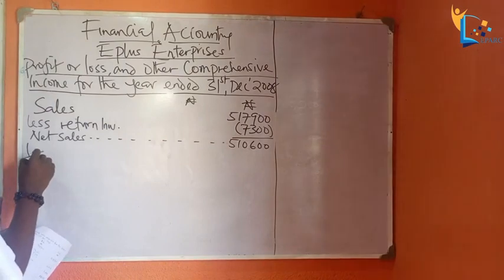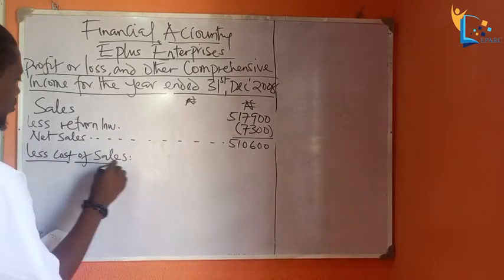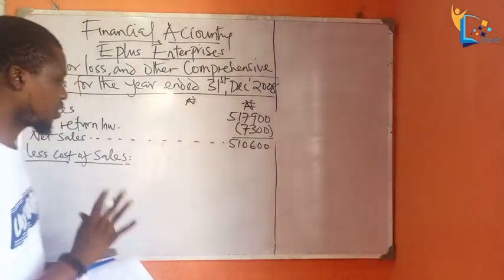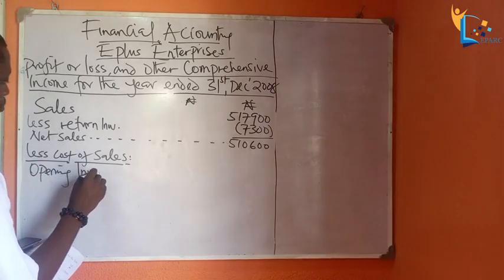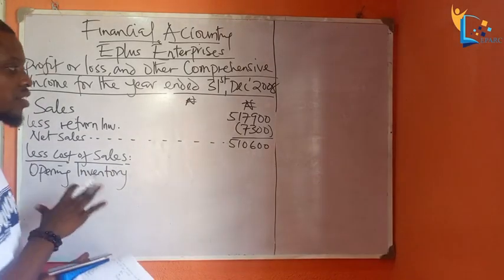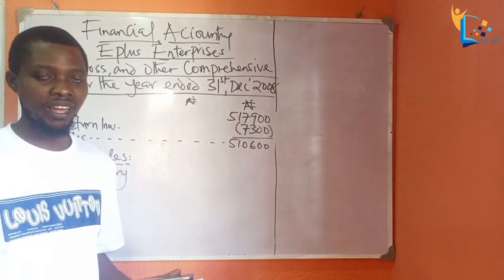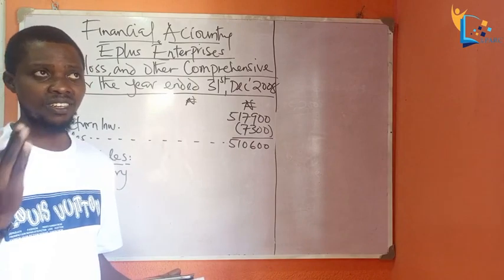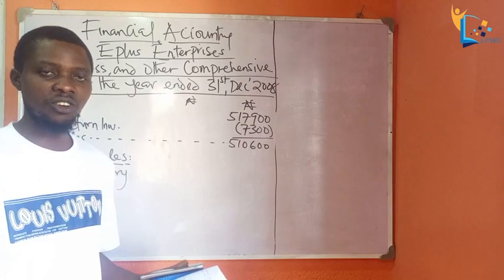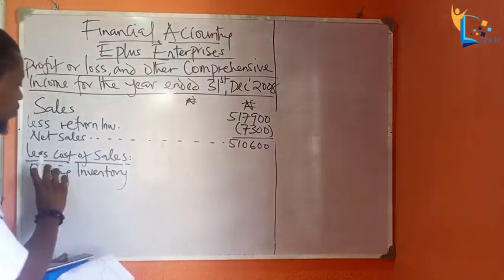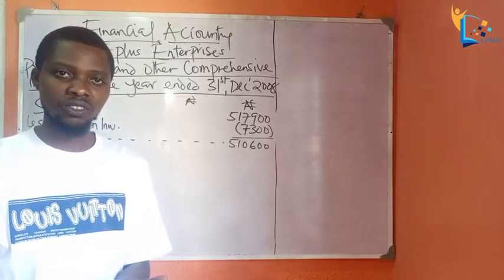Then the next thing, you less the cost of sales. Are we together? So the first item here is opening stock or opening inventory. Stock is the old name. Inventory is the new name by IFRS, the International Financial Reporting Standard. So we should be using inventory instead of stock. You understand? So on this first item here, we have opening stock. Now, I want to say something about inventory, whether opening or closing. Now, listen properly, please.